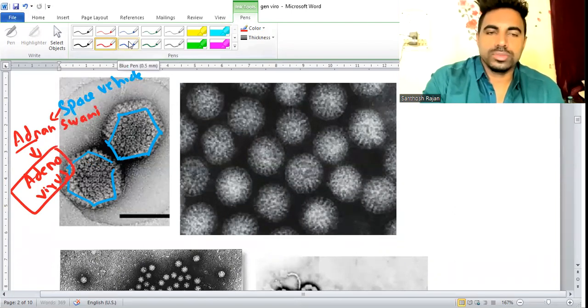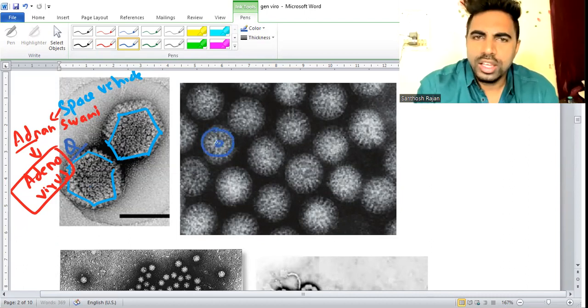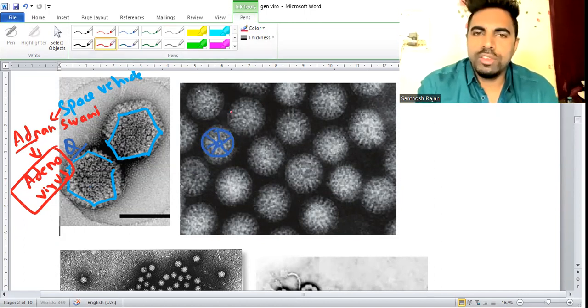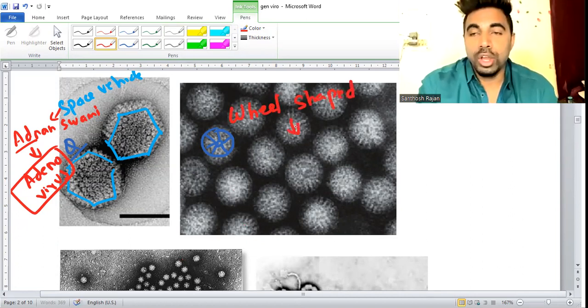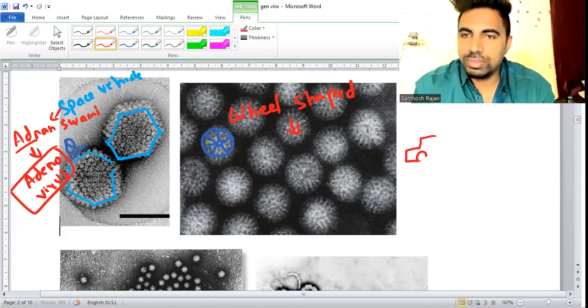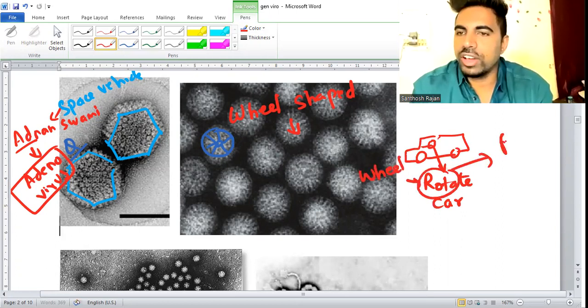Very good. Now, next. This question was asked many times. I remember this question. Look at this. This looks like a cartwheel. So, cartwheel appearance. Basically, it's a wheel shape. Which one is wheel shaped? What is a wheel for? Why do we have a wheel in this beautiful car? The wheel is to rotate the car. So you already got the clue. That is rotavirus. That's it. Wheel shaped is rotavirus.